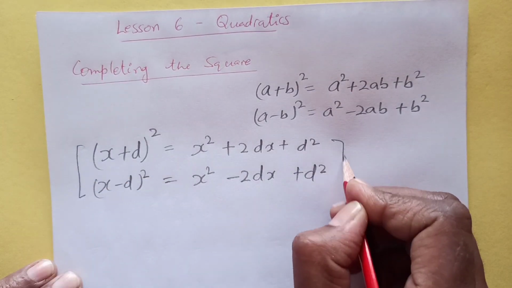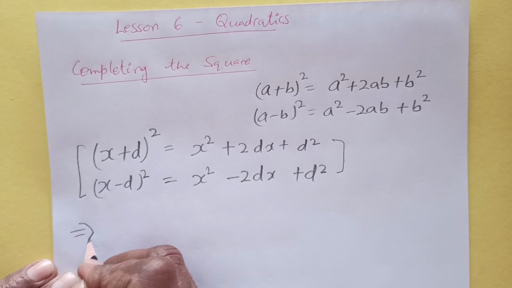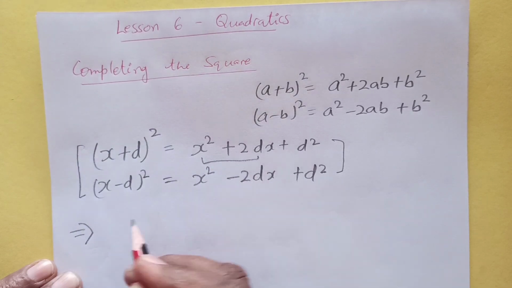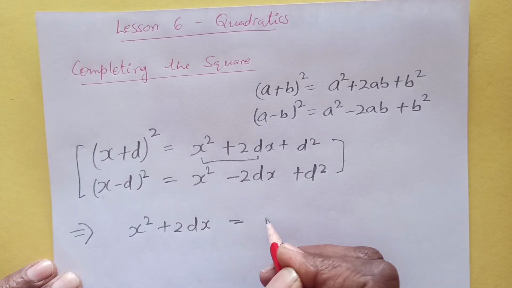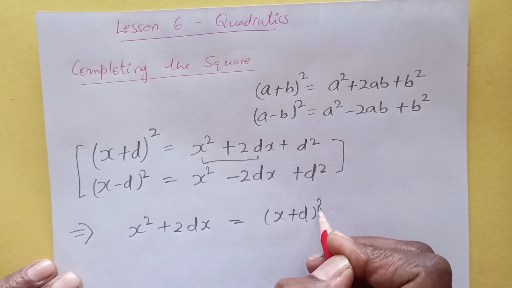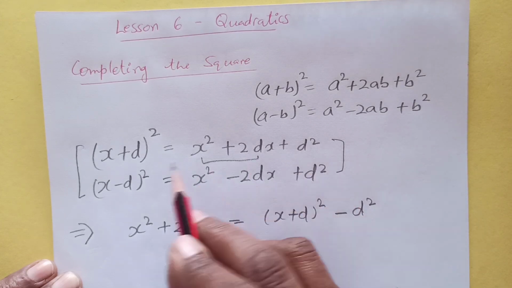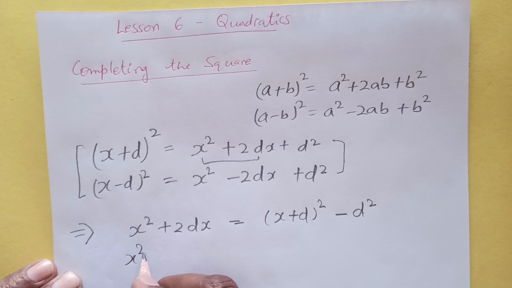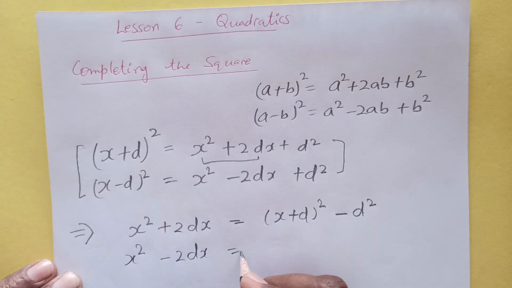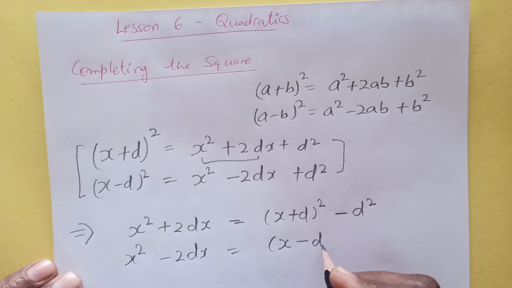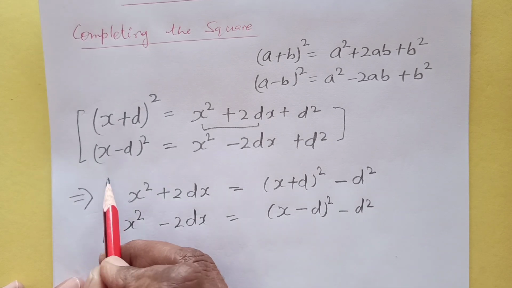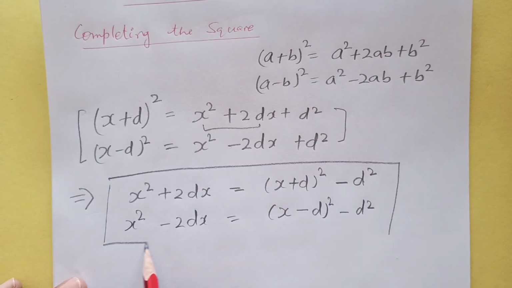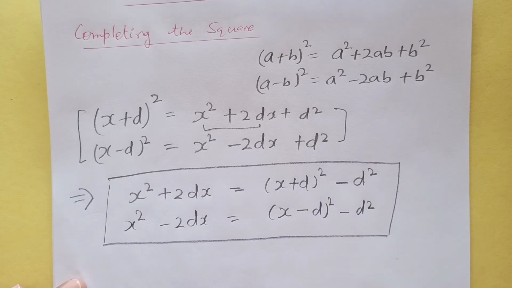This whole thing, if I write it again in a different form, if I take 2dx on this side, it can be written as (x plus d) squared minus d squared. This d squared will go on the other side, and if there is a negative sign then it will become (x minus d) squared minus d squared. So now this gives us the formula of completing the square. We will be using this for solving quadratic expressions.